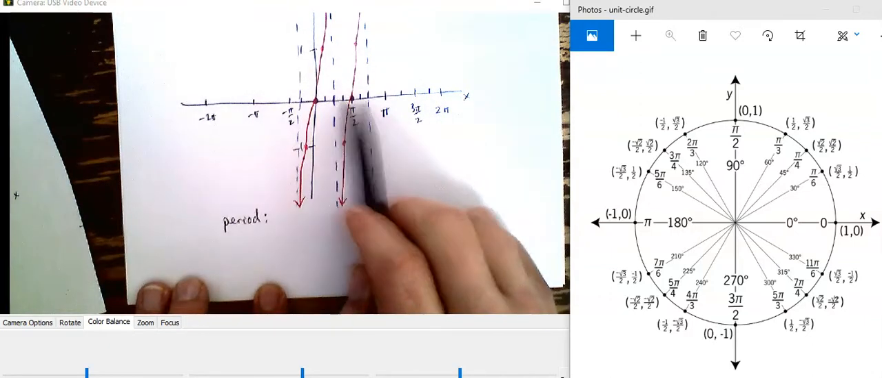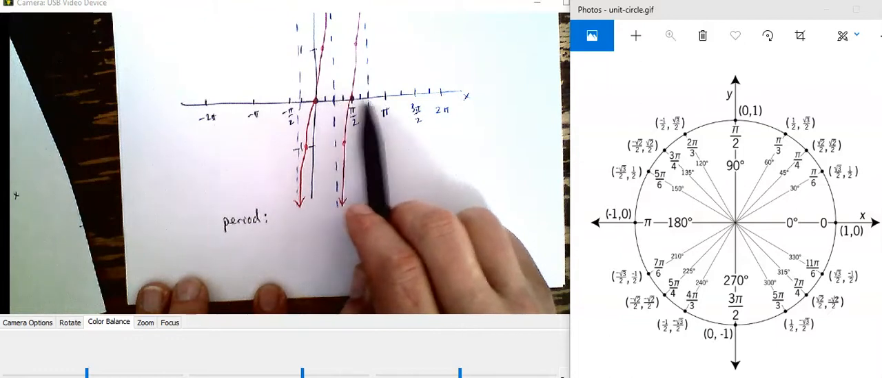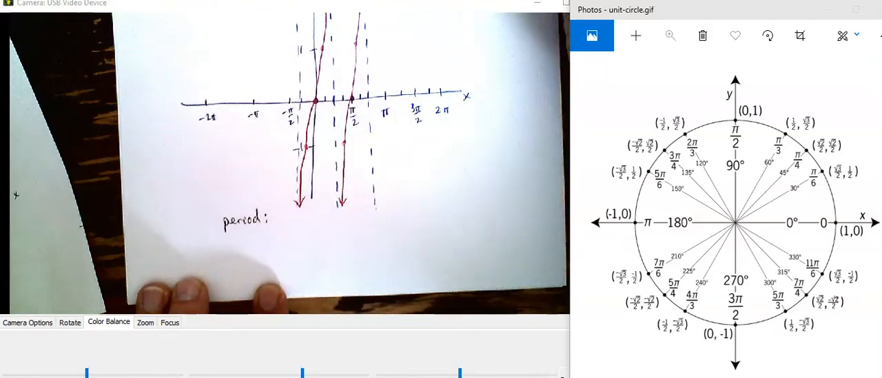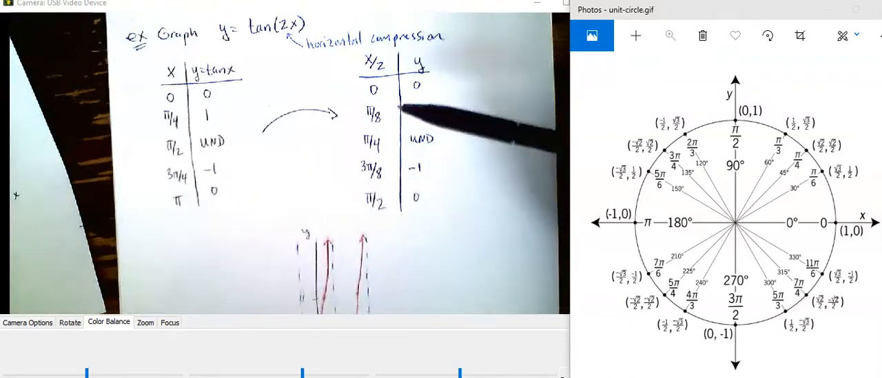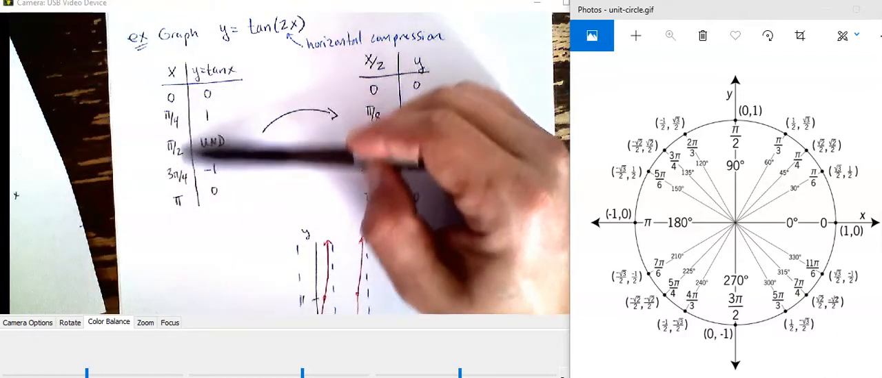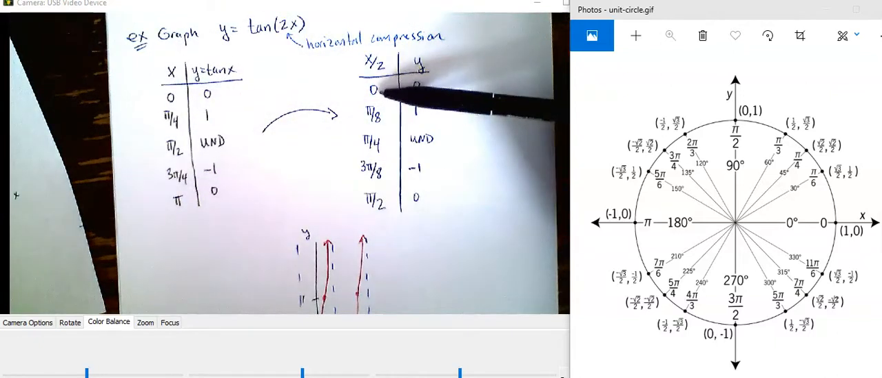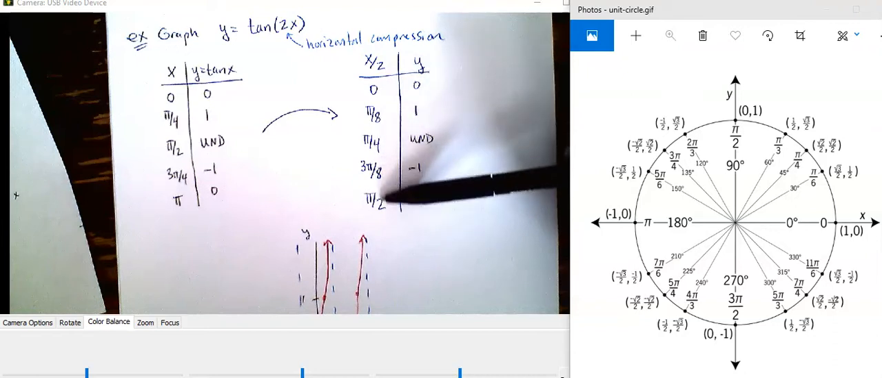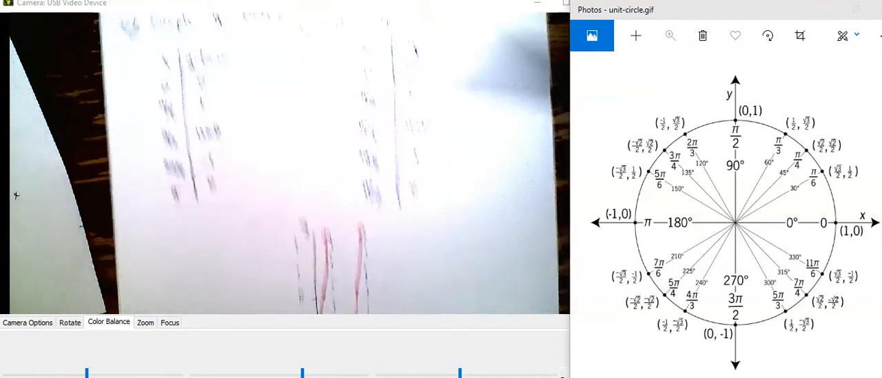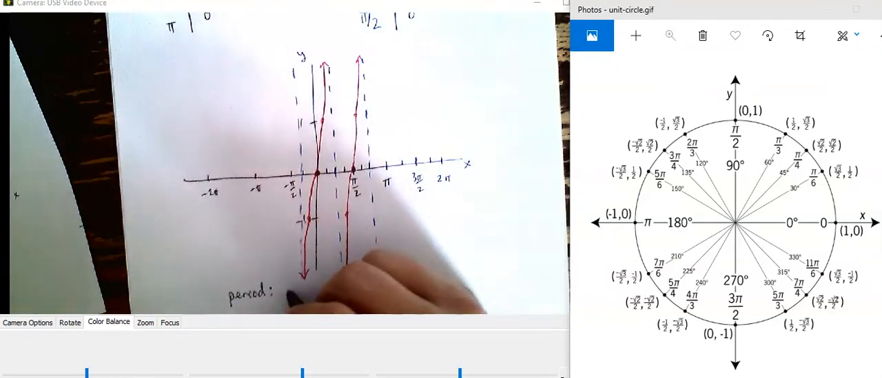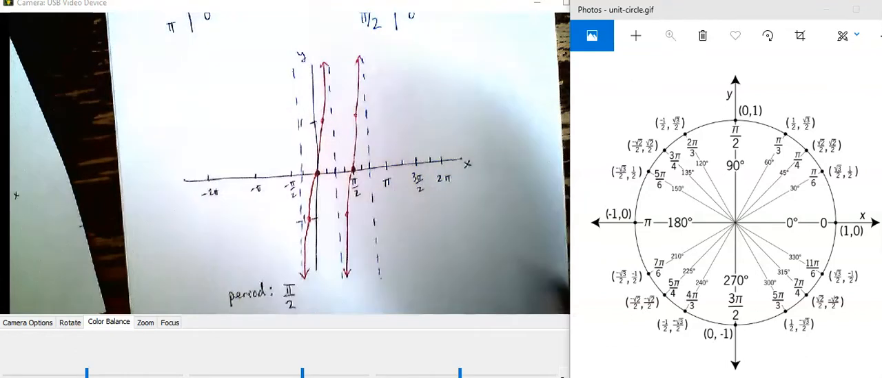Well, here we have shrunken the period to be within this range. Note that if we look back at the table, our original period was 0 to pi. Now we get a full revolution in pi over 2 units, so the period is pi over 2.